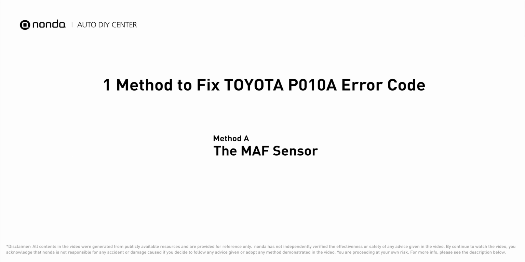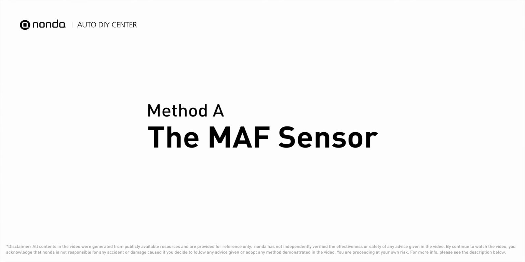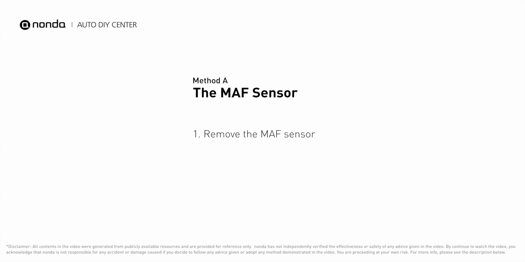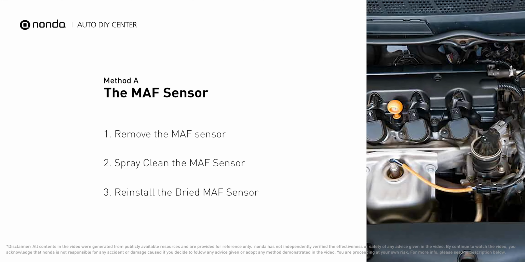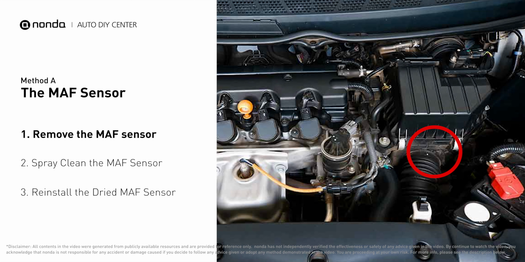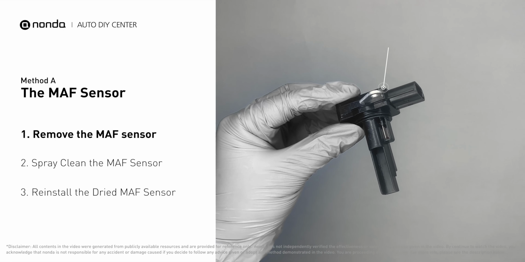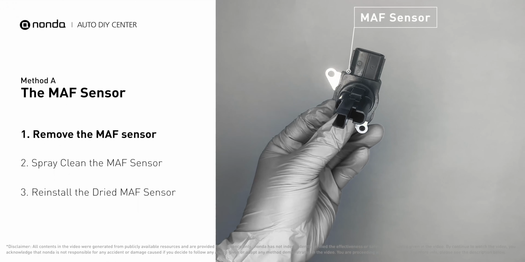Here are one of the most practical solutions to fix Toyota's P010A error code. Method A, MAF Sensor. MAF sensors are located between the air filter and the throttle body. Carefully remove the MAF sensor from your car and do a quick inspection around.